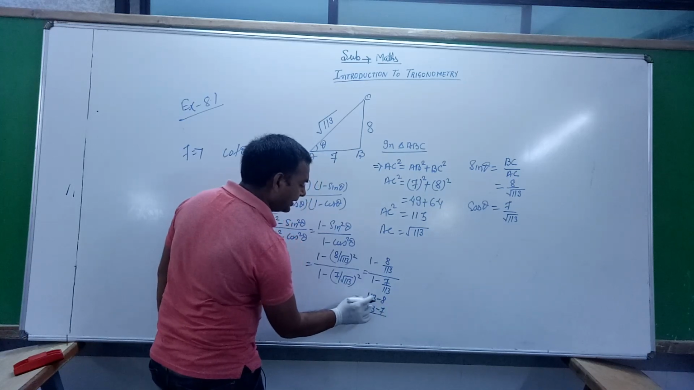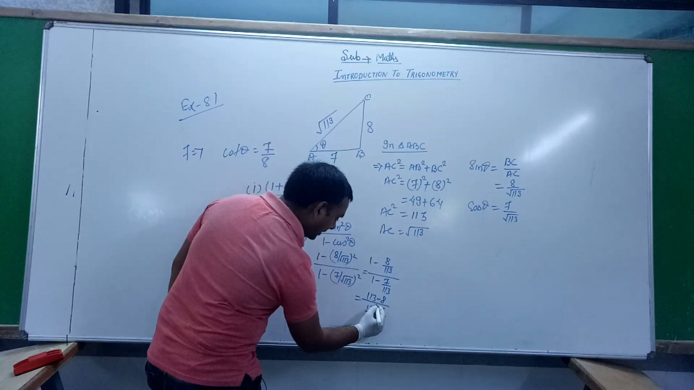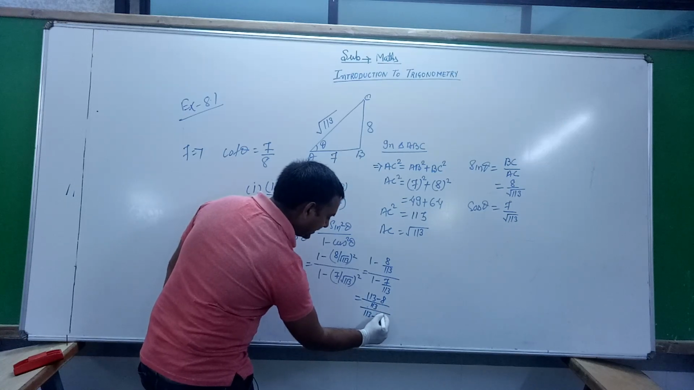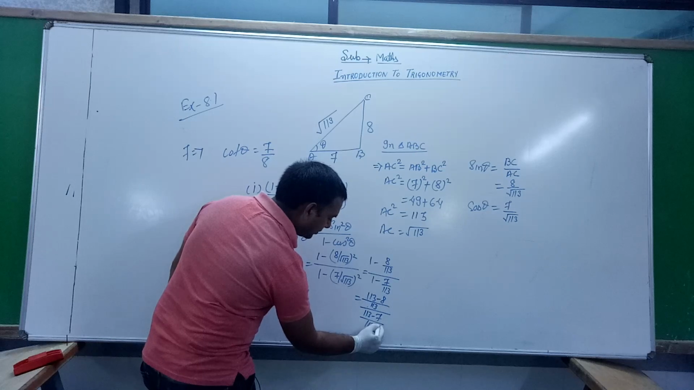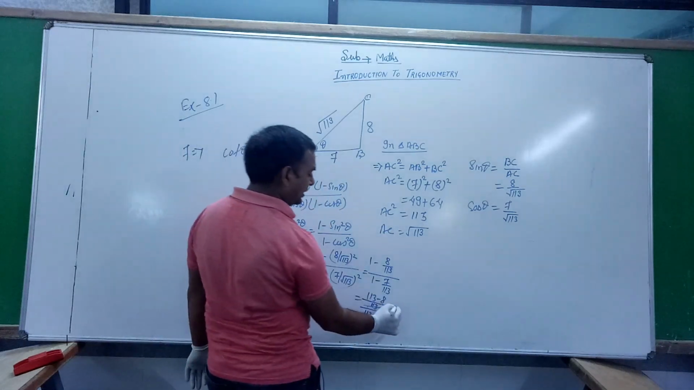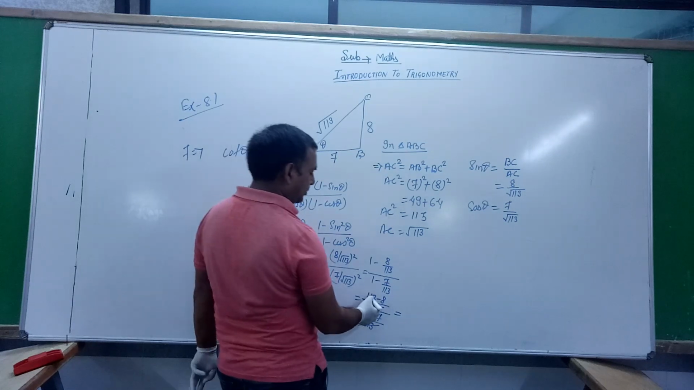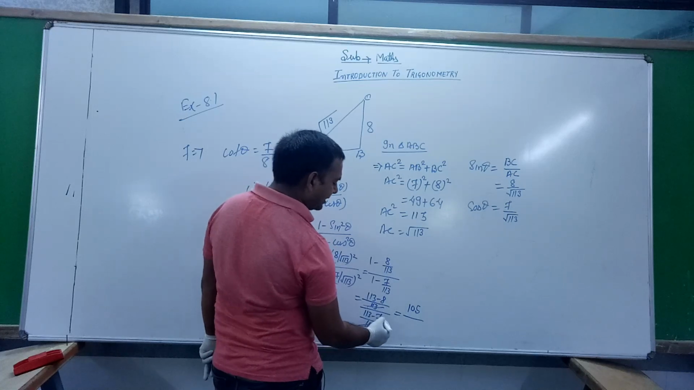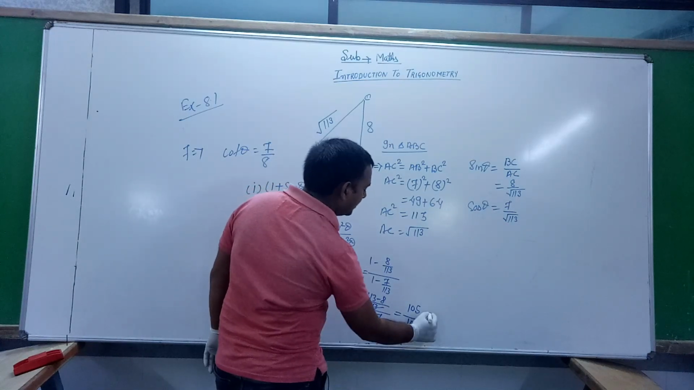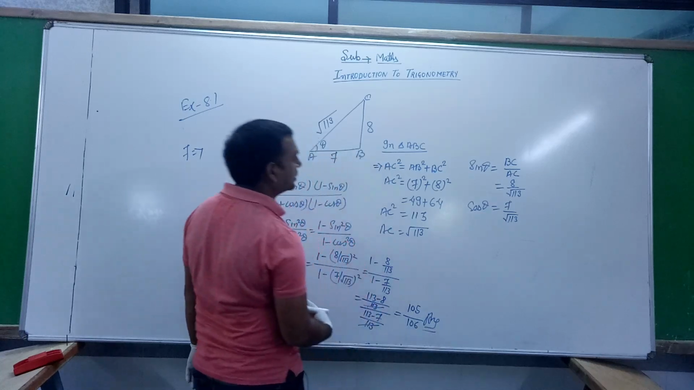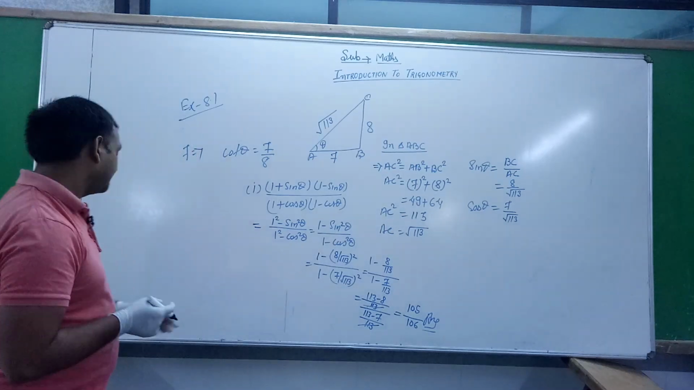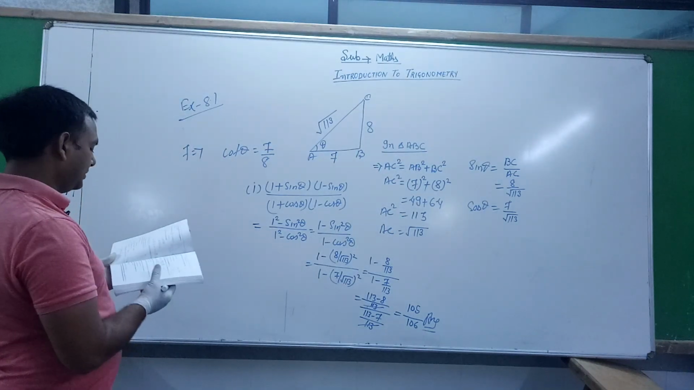Here the 113 is the LCM in both, and the 113 cancels out. Then 113 minus 8 means 105, and 113 minus 7 means 106. So 105 upon 106 is the answer. If you put up this type of question, you can solve it very easily. Okay, for the next question.